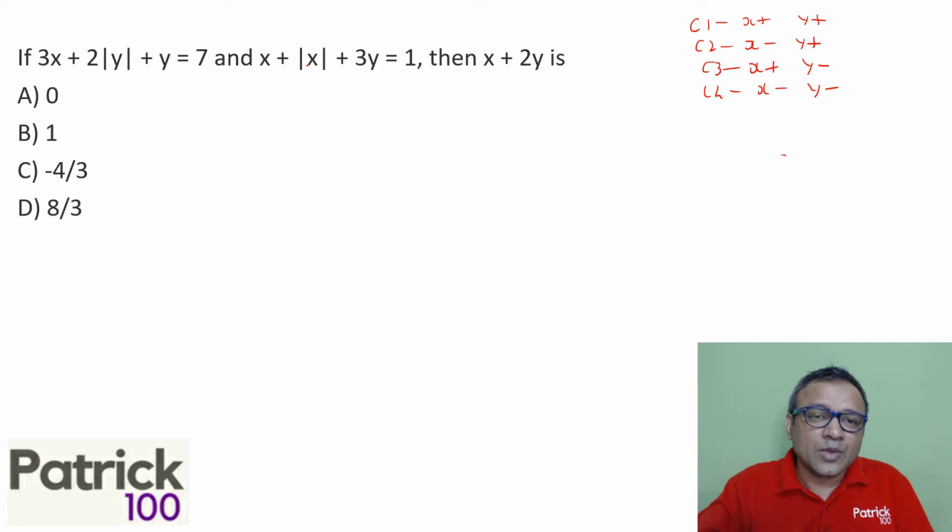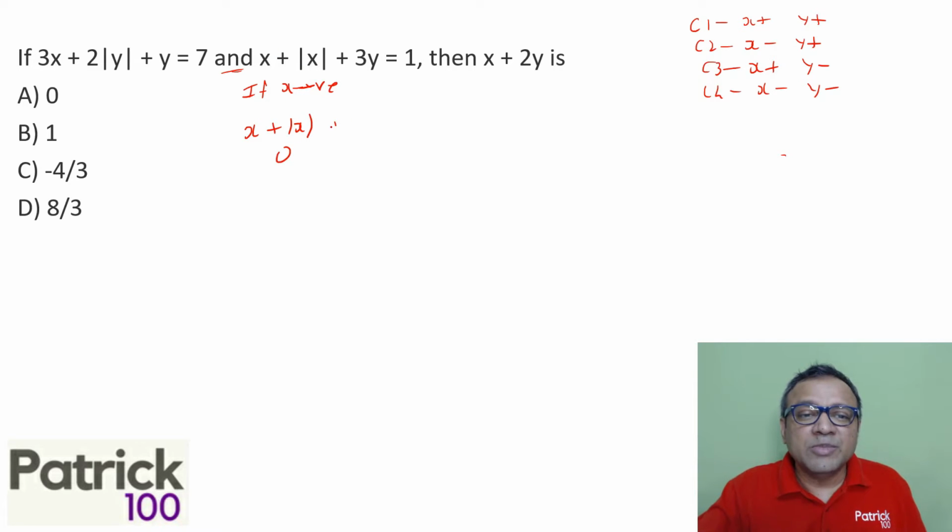Always take the equation which is easier to solve. So, by chance x is negative, I'm just assuming that. Then minus x plus x will get cancelled. So x plus mod x will become 0, which means 3y will be 1, or you will get y as 1 by 3.